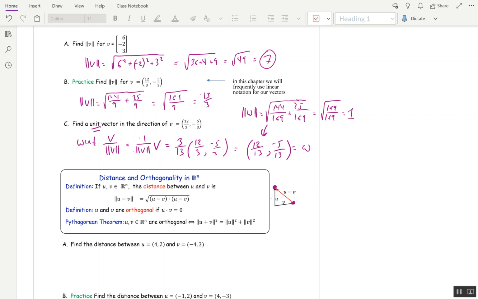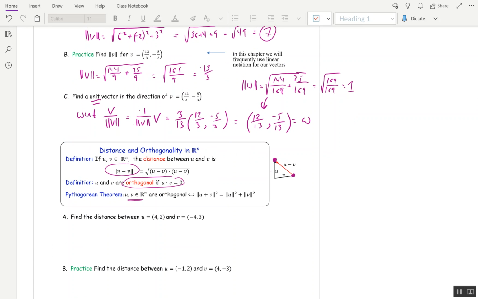U and v are orthogonal if u dot v is 0. So this is a definition you definitely need to memorize. You also need to know this one. And then we have a Pythagorean theorem. And you might say, well, that's just the usual Pythagorean theorem. But what's different here is that this is true for any vectors in Rn, not just in R2. So R3, R4. And you don't need to memorize that. Okay, and I'll show you an example of that on the last page.